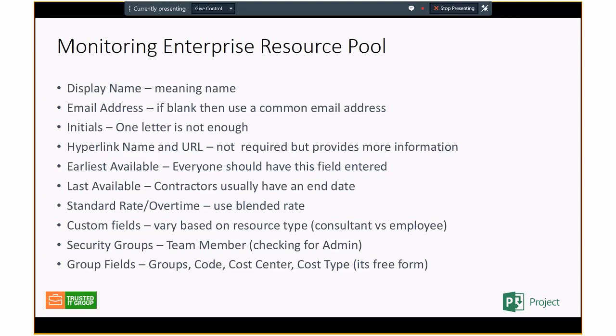And the same kind of thing happens there. When you have a latest available date, a project manager really can't schedule work past that point. And again, a project manager may not know when these start and stop dates are, but if it's in the enterprise resource pool, it'll help them. Having standard and overtime rates, and most places don't put a rate in there, but you could put a blended rate or $100 an hour or something, because it gives the project manager some idea of cost.